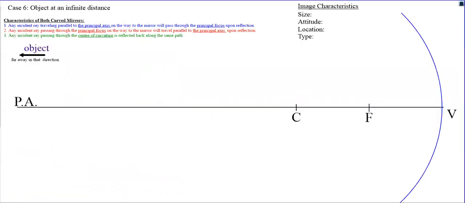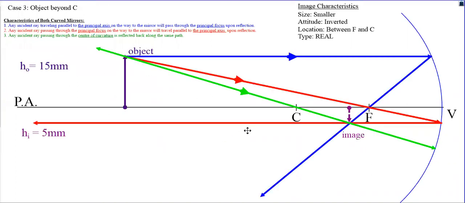So the last two cases involve case 6, an object at infinite distance. Now for case 6, I don't have an object on the screen. Case 6 is just a special case of case number 3. Case number 3, as a reminder, is the screen that you had in video number 2.